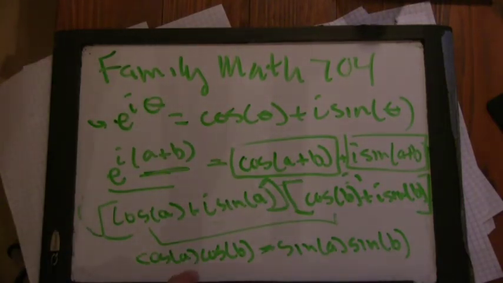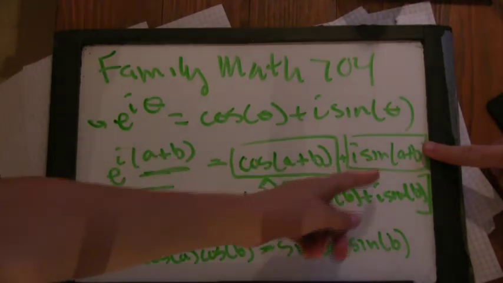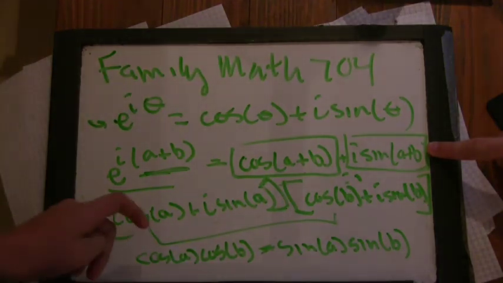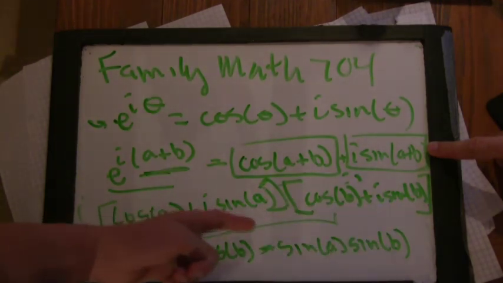Or you mean the cosine? The sine of a plus b. Where does the sine of a plus b term come from? What products? Well, this is the imaginary part. Okay, so what products does it come from? So it comes from cosine A times i sine B and i sine A times cosine B.